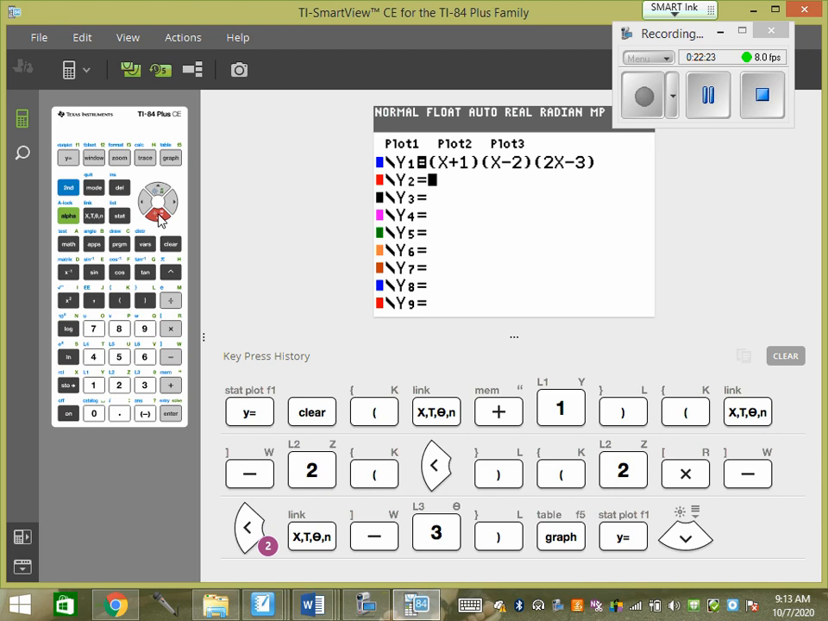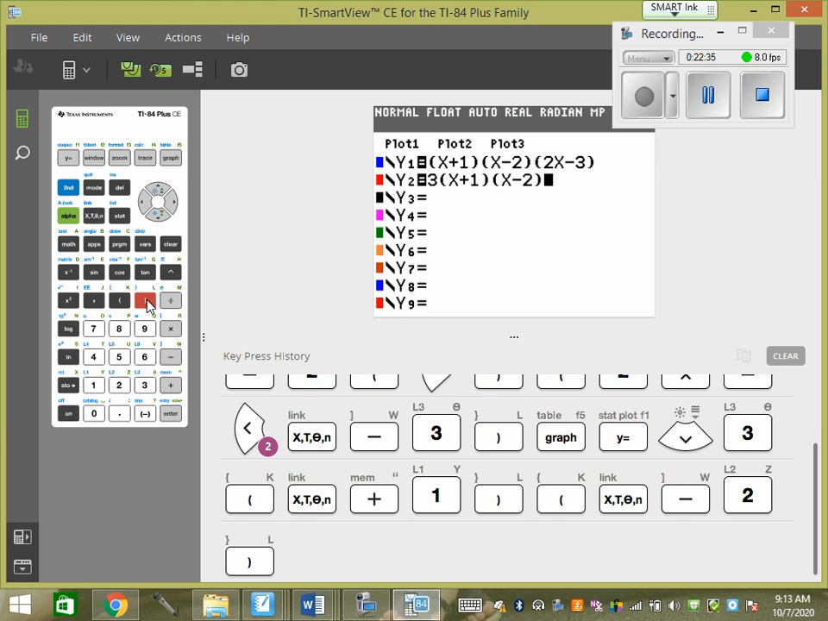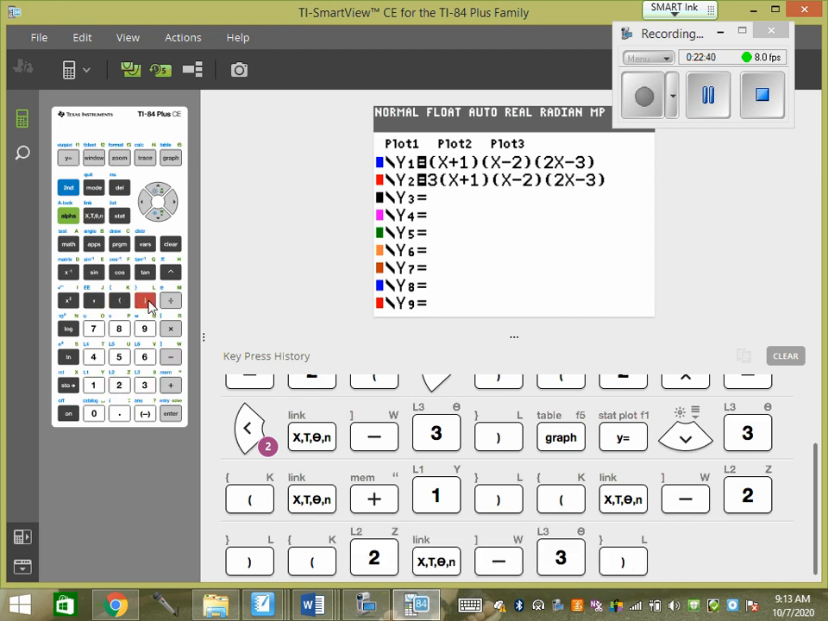Keep that in your y1. In your y2, I want you to put a vertical stretch in front of it. So a 3, and then retype it. We're just putting a 3 in. A vertical stretch. It's the exact same equation. All we do is put a vertical stretch in, right? Let's press graph.